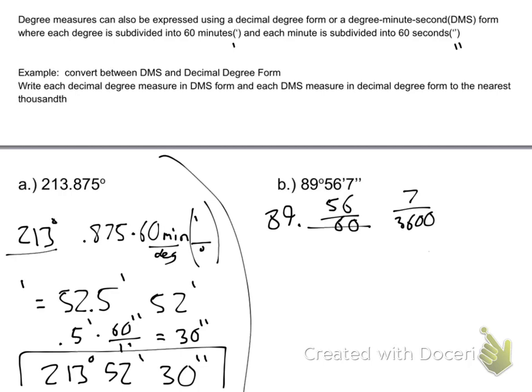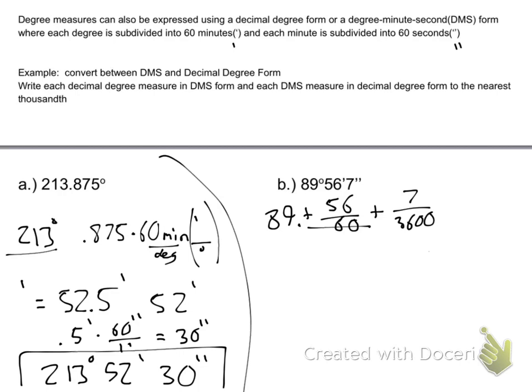Think of 89 as your hours. 56 is out of minutes. There's 60 minutes in an hour. And 7 seconds out of an hour would be 7 out of 3,600. And what you're going to do then is take your calculator out, divide them, figure out your decimals, and add it all together.